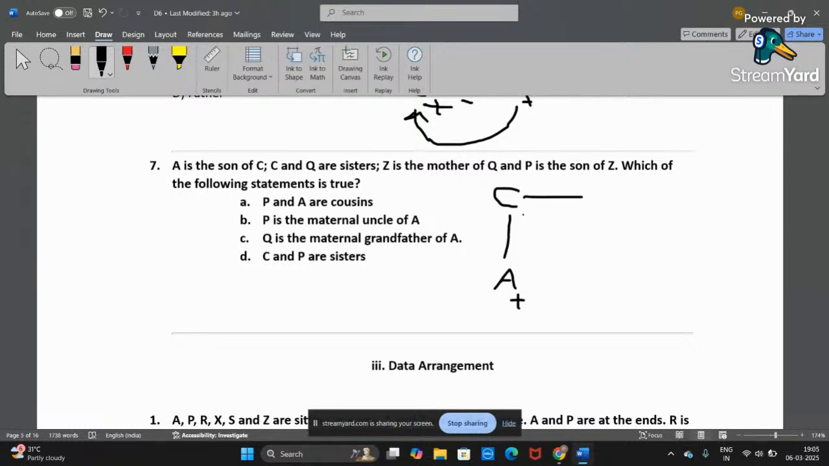So this is mother, right? For mother, it should be indicated in minus. C and Q are sisters. So Q is also female, so it is indicated with minus. Z is mother of Q. Z is also female, so it should be indicated with minus.